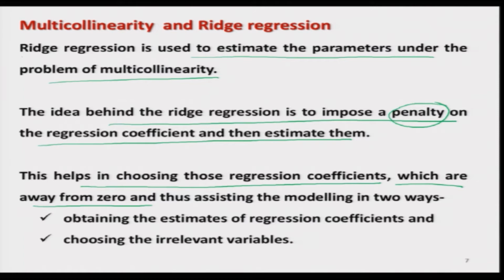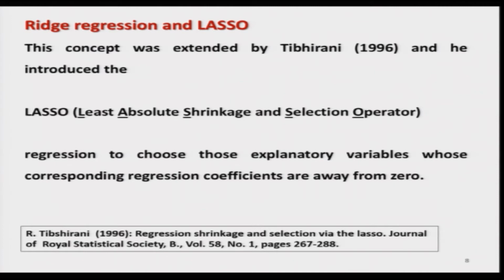This ridge regression is going to help us in identifying those regression coefficients which are close to 0, and possibly, using the earlier concept, it will help us in choosing the important variables. So this assists in modeling in two ways: number 1, obtaining the estimates of the regression coefficients, and number 2, choosing the irrelevant variables so that we can remove them from the model. Actually, this concept was extended by Tibshirani.